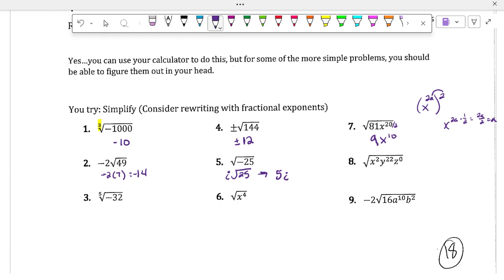Now, x squared y to the 22nd z to the 0 power. Another way you can think about this, if you forget to divide those, you can also change this to be a fraction. So all of this raised to the 1/2 power, where you would distribute 1/2 to all of those exponents. So that would be x to the first power, y to the 11th, and then z to the 0. And remember, z to the 0 power is just 1, so this is just x, y to the 11th.